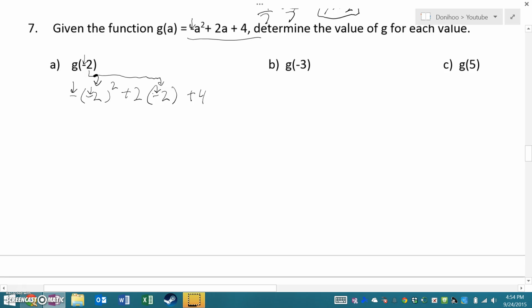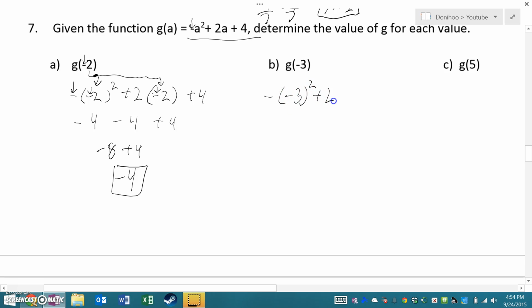Now it's just calculating. Square that, it's 4. Negative still in front. 2 times negative 2 is minus 4. Plus 4 didn't change. Negative 4, negative 8. Plus 4, negative 4, sorry. Rinse and repeat.